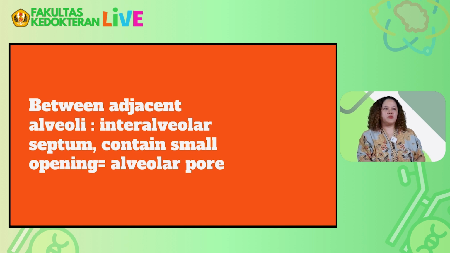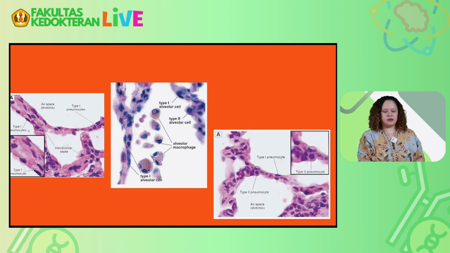And remember, between the adjacent alveoli, there's the interalveolar septum that contains small openings. We also call these alveolar pores. Alveolar pores function to equalize the air pressure in the alveoli and promote collateral circulation in case a bronchiole is obstructed. This diagram is to show how type 1 and type 2 alveolar cells look like.